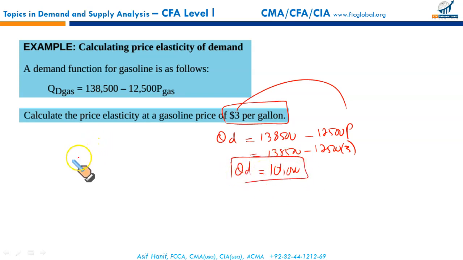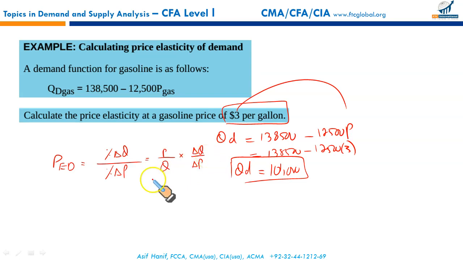Now we want to calculate the price elasticity of demand, sometimes referred to as PED, and we know it's equal to the percentage change in quantity demanded upon the percentage change in price. We also know that it can be written as price upon quantity multiplied by change in quantity upon change in price. That's the other way of writing the formula. So gentlemen, what do we have here? We have the price, that is 3, and we have the quantity demanded at this price, that is 101.